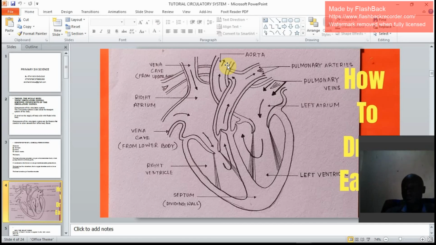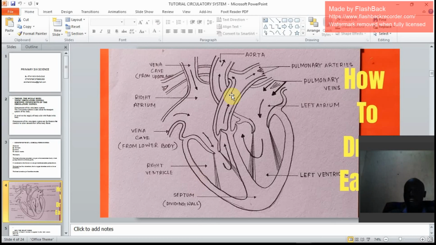I repeat the cycle. Blood from all body parts, that is deoxygenated blood, will enter through this vena cava. This should be V-E-N-A C-A-V-A, not vena cave. It is C-A-V-A. It enters here. When it slopes down, these valves will close. When they close, pressure will be mounted here. When pressure is exerted here, blood will move through here.